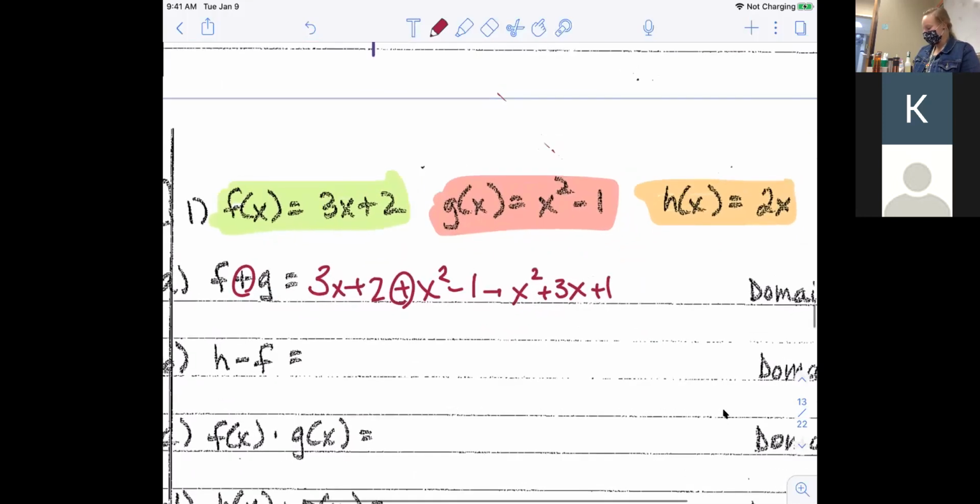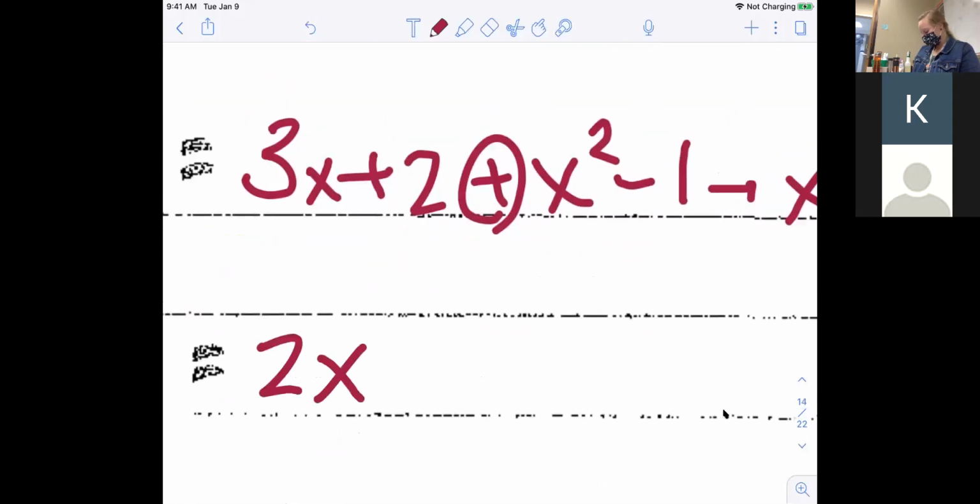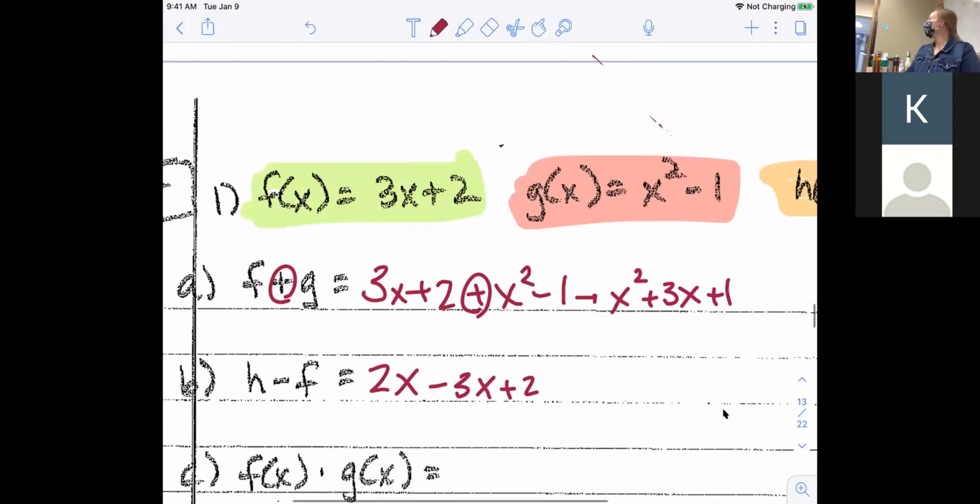H of x is 2x and f of x is 3x minus 2. What am I going to tell you to do with this problem? You're going to have to distribute that negative. Don't forget to put parentheses around it because it's so easy for us to forget, and then you're going to get a wrong answer, and then you're going to be sour grapes if you got the wrong answer.